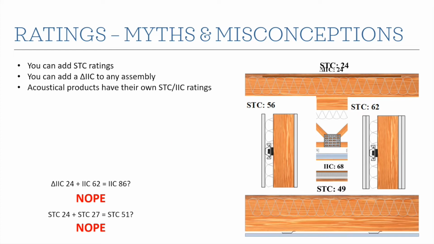So here we have two different assemblies with the sound isolation clip in them, right? This thing right here is the same for both, but we have two totally different ratings. We have an STC 56 on the left and a 62 on the right. The difference is just the number of gypsum board layers, but it's the same sound isolation clip installed in the same way. So the clip itself doesn't have an STC rating. You have to look at the assembly as a whole.